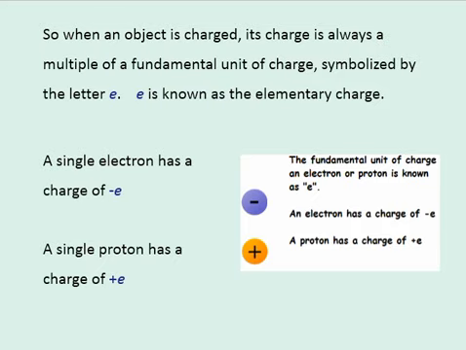And we represent that fundamental unit of charge with the letter e. This e is known as the elementary charge. So a single electron has a charge of negative e, and a single proton has a charge of positive e.